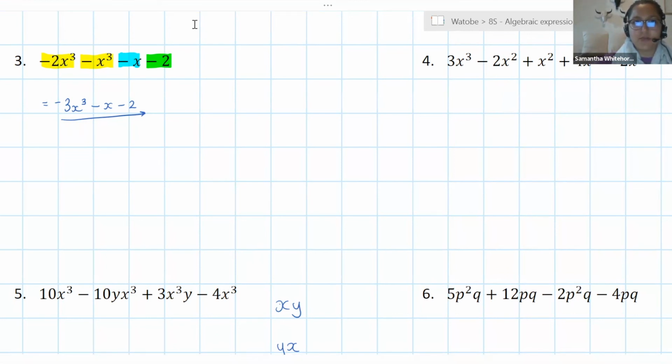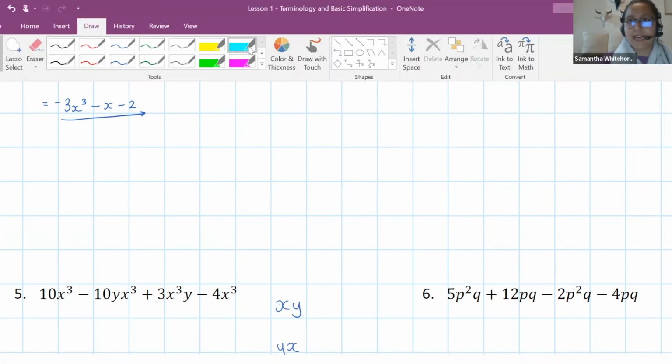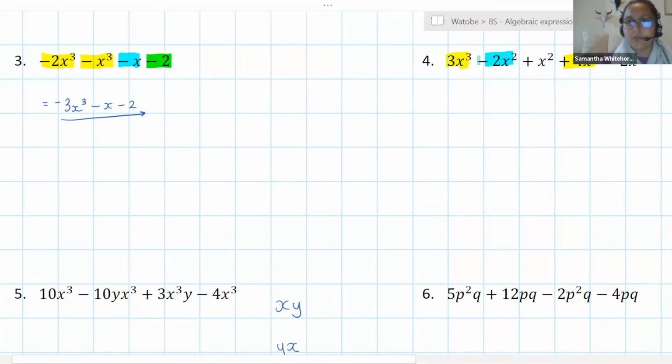Right, to help you along a bit, I'm just going to highlight our like terms in the first question, just so we can get going, hopefully, and feel confident as we do this. So your like terms here, we've got x cubed terms and we've got some x squared terms.